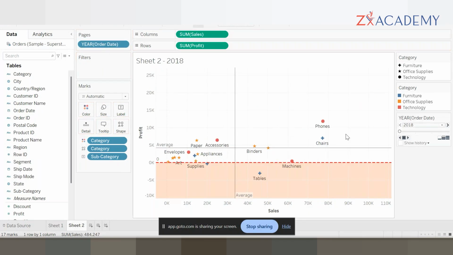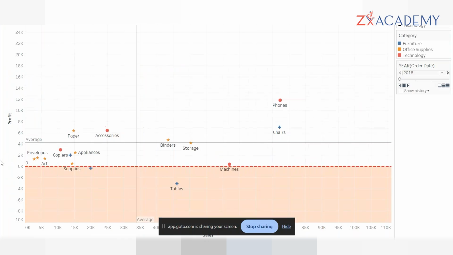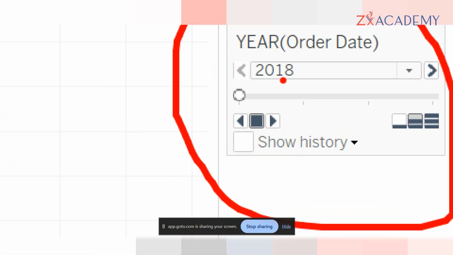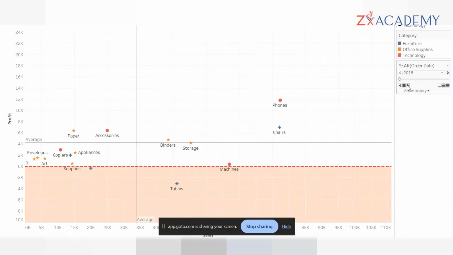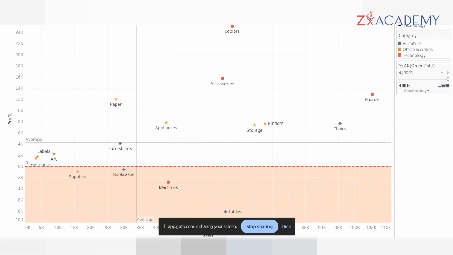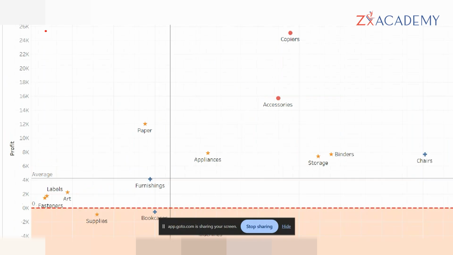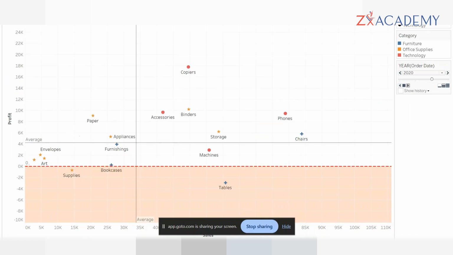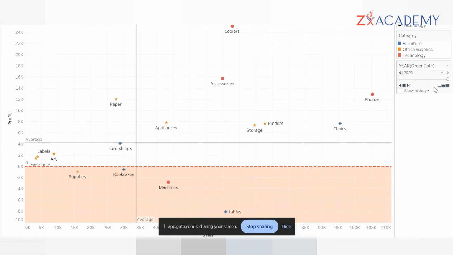Here you can see it has created the play axis, and now you have the play button here. When you hit the play button, it starts playing, and it shows me the year. If I say play, you can see 2018 to 19 to 20 to 21, how things are changing. We're able to see this.